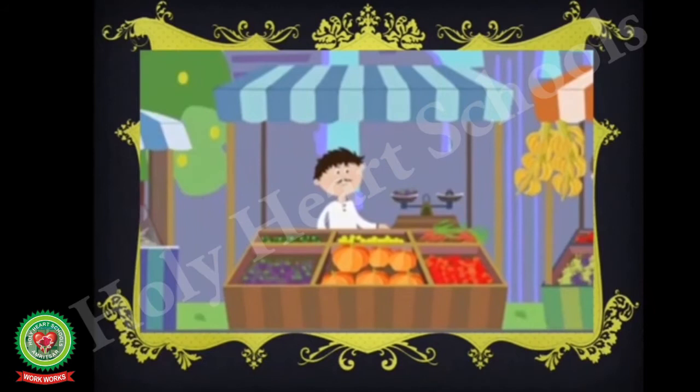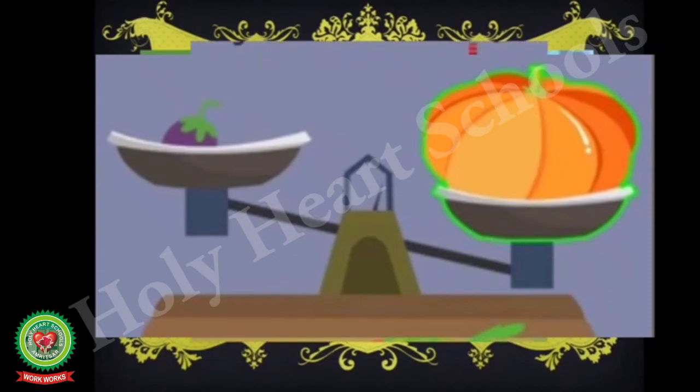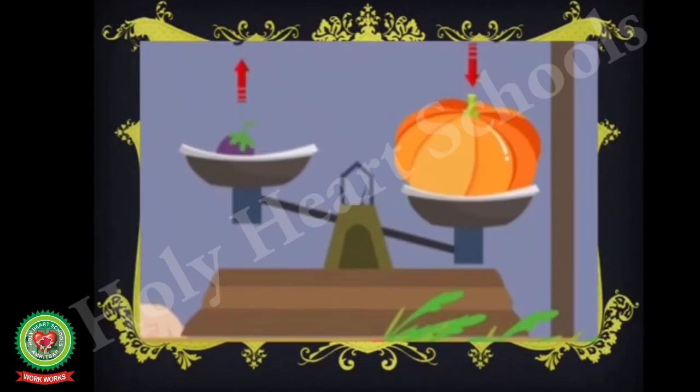Children, see in this picture, a vegetable seller is using a pan balance for measuring the weight of vegetables. He has kept a pumpkin in one pan and a brinjal in the other pan. We see that the pan with brinjal goes up and the pan with pumpkin goes down. Now children, can you tell me why does the pan with pumpkin go down? The pan with pumpkin goes down as it is heavier than the brinjal. Now come to the next.